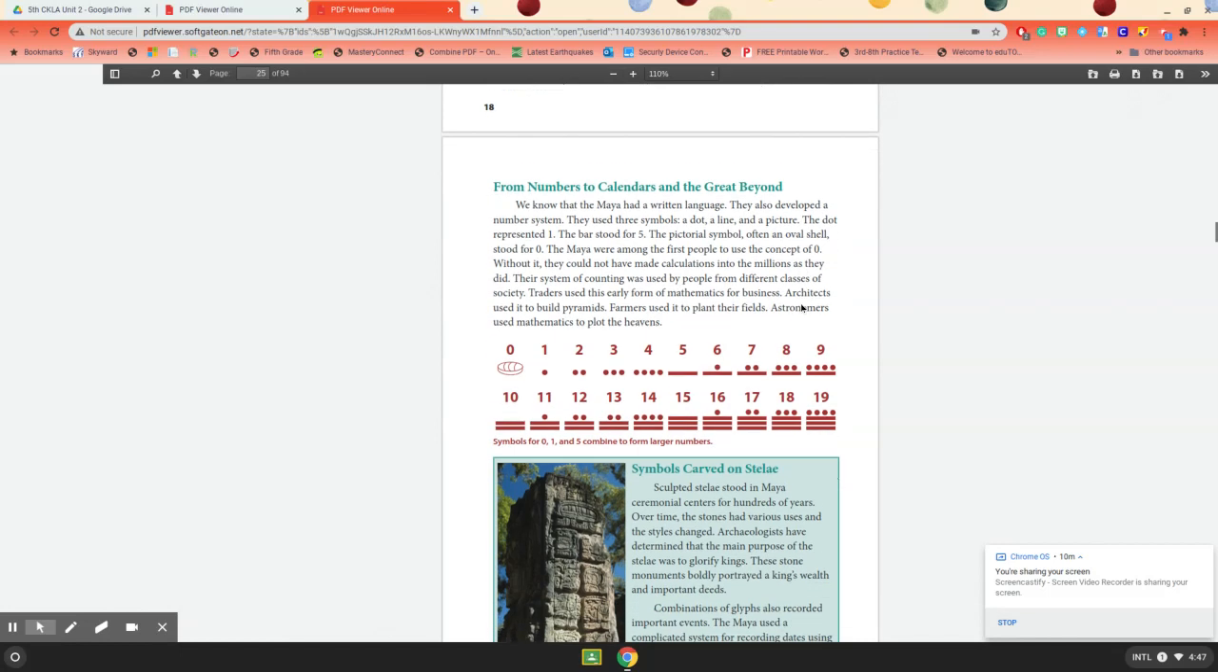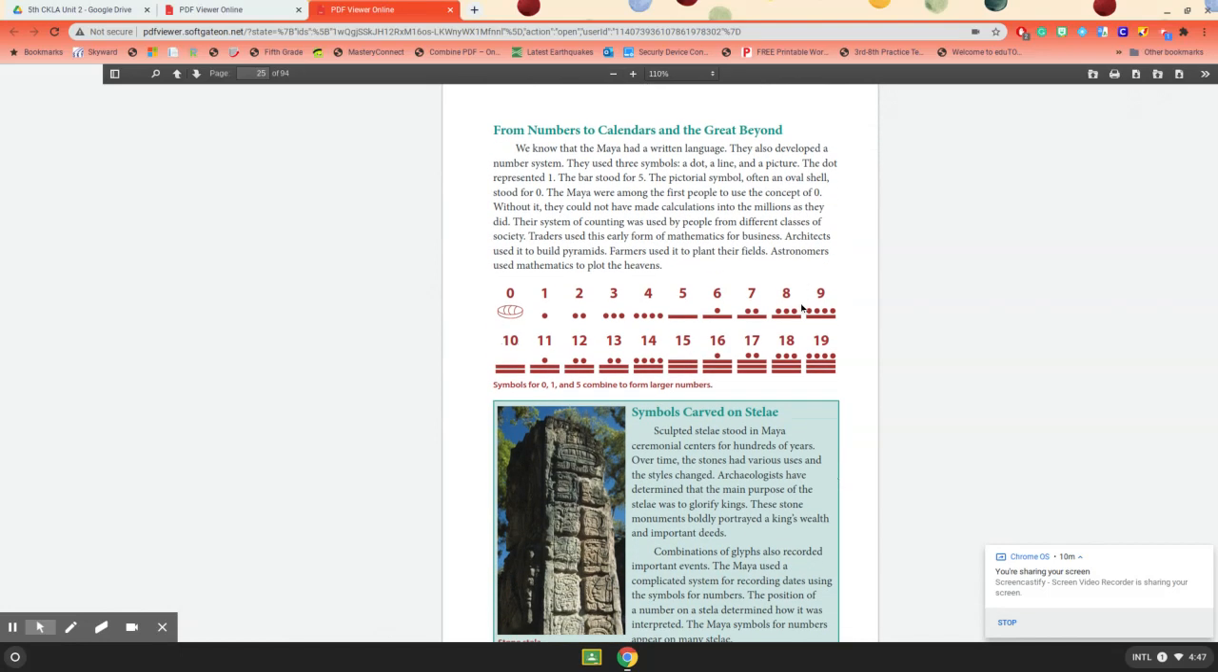From numbers to calendars and the great beyond. We know that the Maya had a written language. They also developed a number system. They used three symbols: a dot, a line, and a picture. The dot represented 1, the bar stood for 5, and the pictorial symbol, often an oval shell, stood for 0. The Maya were among the first people to use the concept of zero. Without it, they could not have made calculations into the millions as they did.